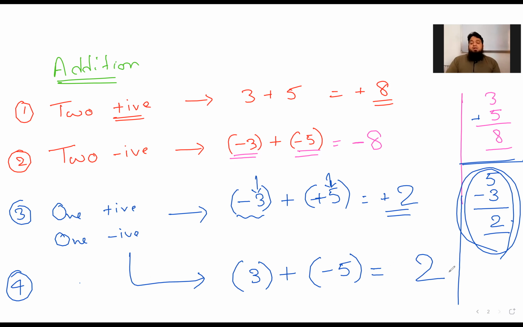But here, now we have to take the sign of the greater number. 5 is the greater number. What is the sign of it? Minus. So therefore, the answer also will be -2. Understood?